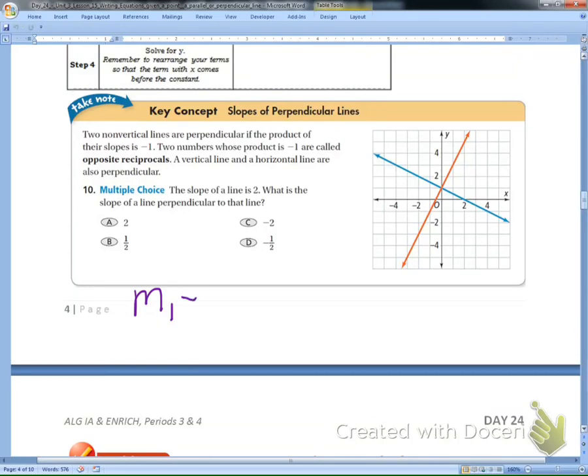So if the slope of line 1 is equal to 2, then the slope of line 2, which is perpendicular to it, has to be the opposite sign, so a negative, because this one's positive. 2 is the same thing as 2 over 1. If you flip it, you get 1 over 2. So the perpendicular line's slope would be -1/2. D.